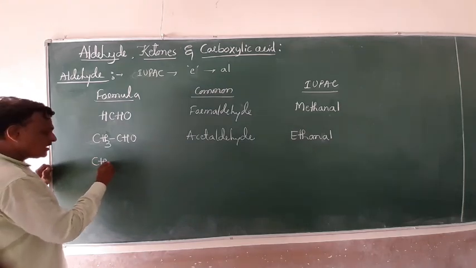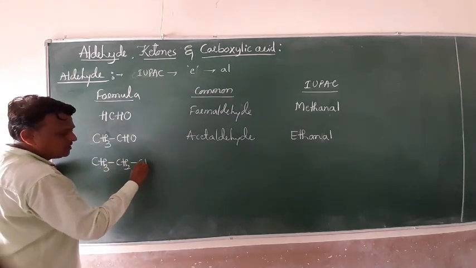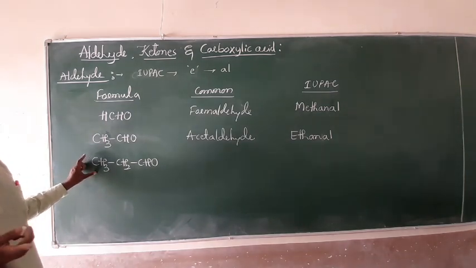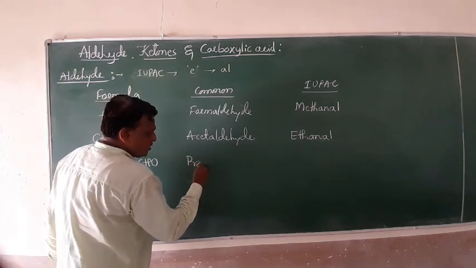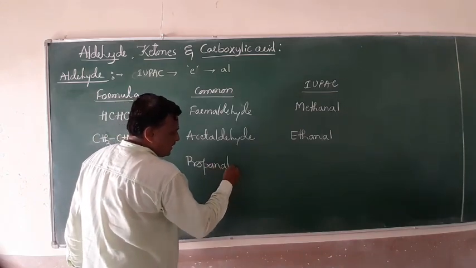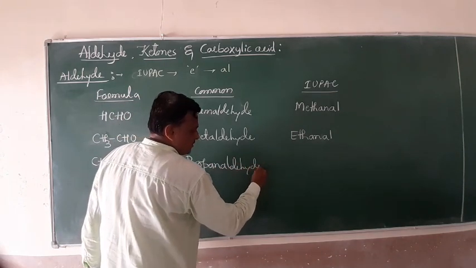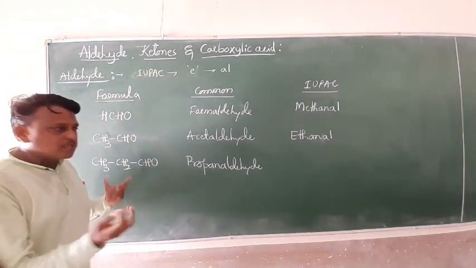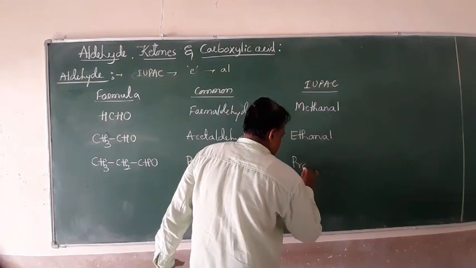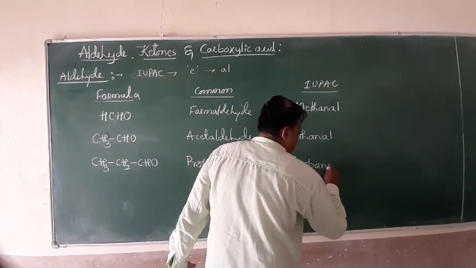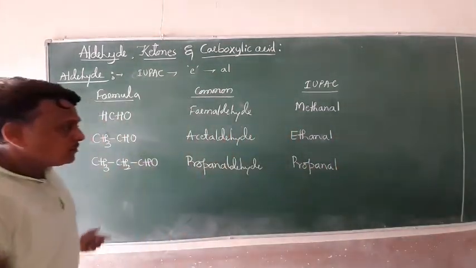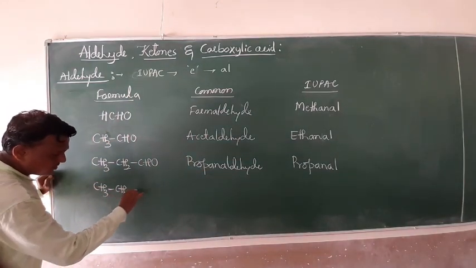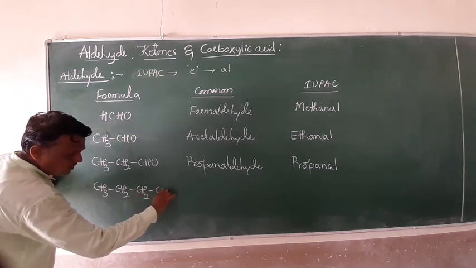Similarly, you gradually increase the carbon number: CH3CH2CHO. I think all of you know it is derived from propionic acid, so it is propionaldehyde. Do you agree with me? It contains 3 carbons, propane is replaced, and now the term is propanal.